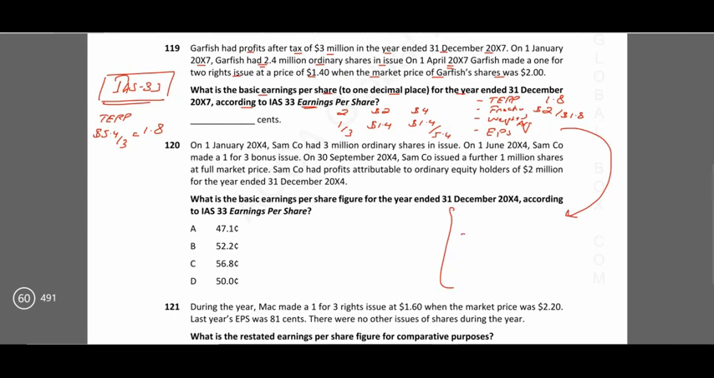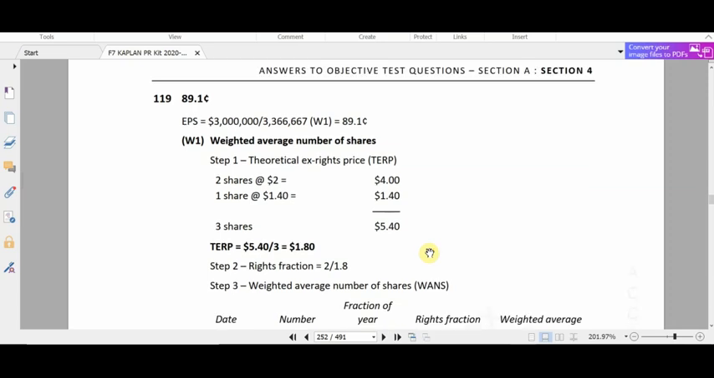So 2400,000 shares were there. Let's take it into 000. 2400,000 shares, multiplied by how many months they were there, till 1st April, then they made the rights issue. So these 2400 shares were for 3 by 12, and then multiplied by the fraction 2 divided by 1.8, and then they issued 1 for 2 shares. So when you divide 2400 by 2 and multiply by 1, it is going to give you 1200 shares. So total shares after the rights issue is going to be 3600, and these 3600 shares were for 9 months.